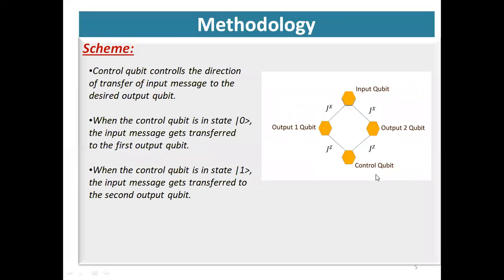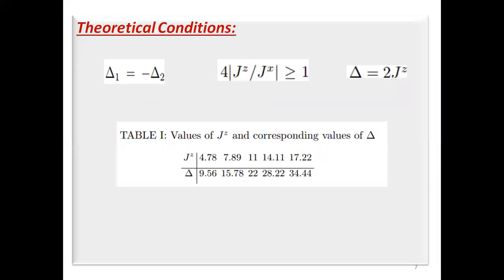I mean, when we have this control qubit following those conditions, then when the control qubit is in the zero state, there will be coupling between the input qubit and the first output qubit. Message will get transferred between them. And when this is in the one state, the message will get transferred from the input qubit to the second output qubit. So this will happen by following these conditions.